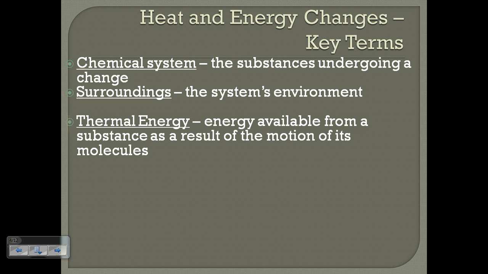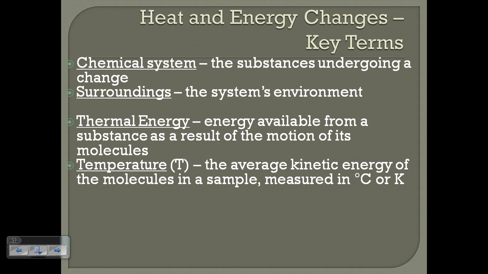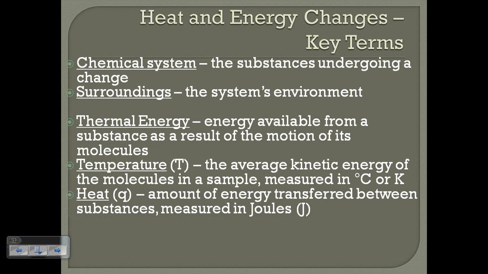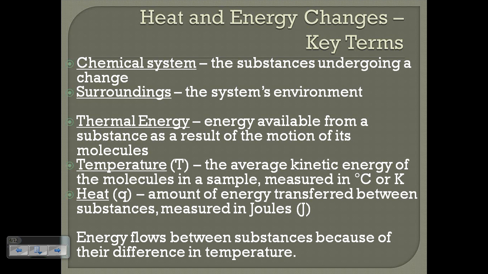Thermal energy is energy available from a substance as a result of the motion of its molecules. Temperature is the average kinetic energy of the molecules in a sample. And heat, which is denoted Q for this course, is the amount of energy transferred between substances, and we measure it in joules, which is J. So basically, energy always flows between substances because of their differences in temperature. So we're going to look at the difference between thermal energy, temperature, and heat in a lot more detail as we go through the rest of this unit.